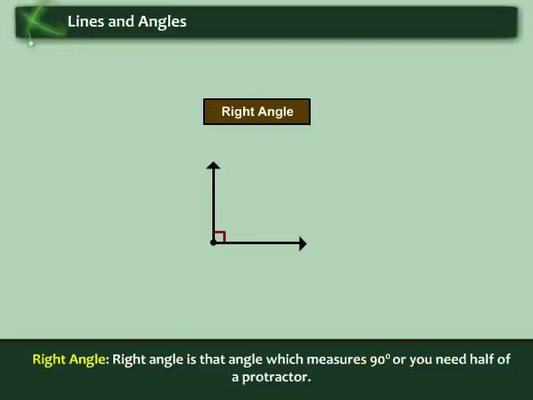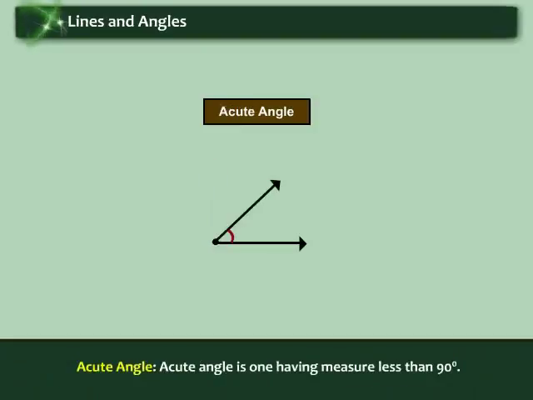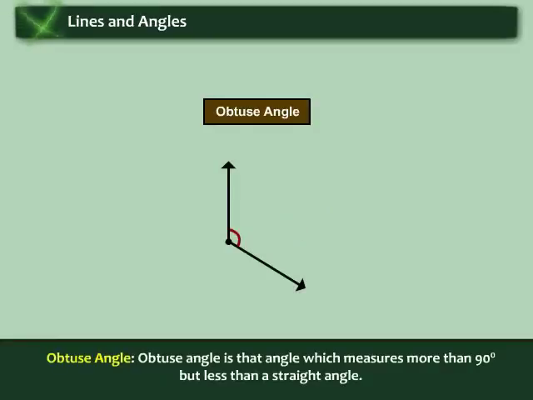Right angle. A right angle is that angle which measures 90 degrees, or half of a straight angle. Acute angle. An acute angle is one having measure less than 90 degrees. Obtuse angle. An obtuse angle is that angle which measures more than 90 degrees, but less than a straight angle.